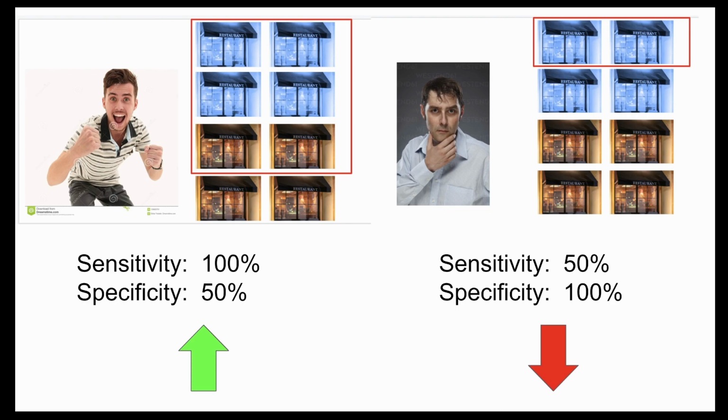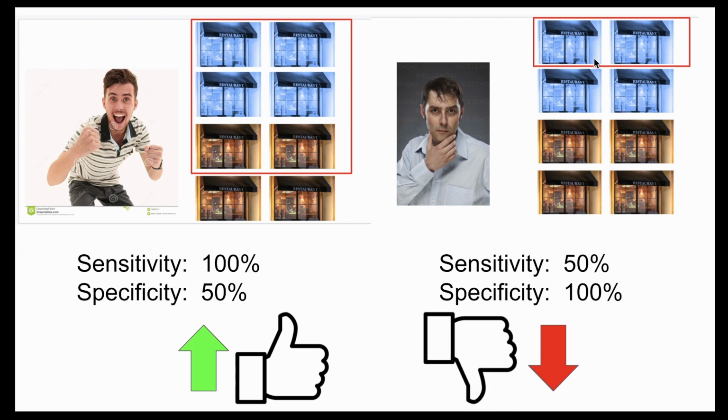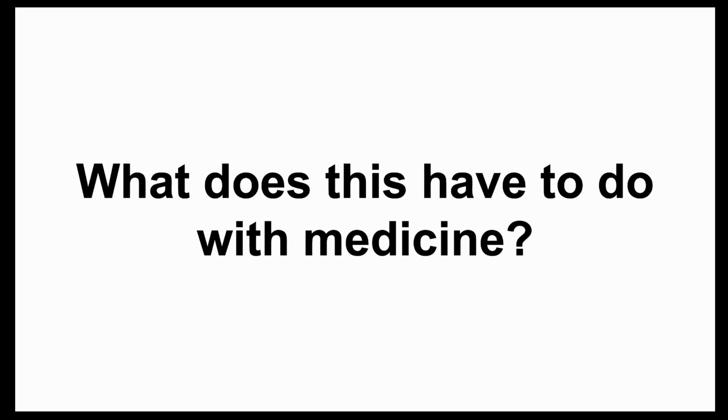However, what if friend 1 loved the restaurant, but friend 2 hated the restaurant? Do you follow friend 1's recommendation and risk the restaurant becoming one of the ones he loves but you hate? Or do you follow friend 2's recommendation and risk the restaurant being one of the ones he hates but you'd love? Tough question. But what does this have to do with medicine?